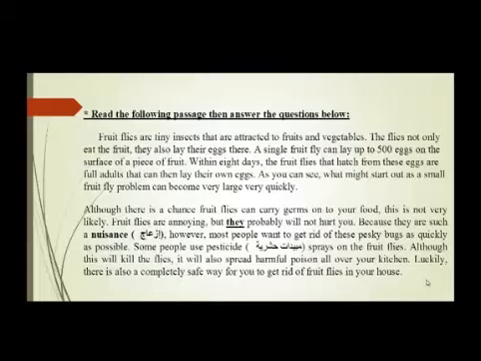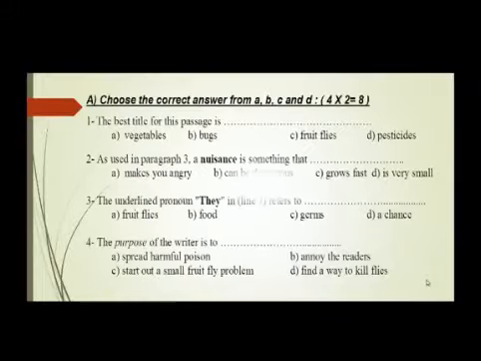Some people use pesticide sprays on the fruit flies. Although this will kill the flies, it will also spread harmful poison all over your kitchen. Luckily, there is also a completely safe way for you to get rid of fruit flies in your house. Now we are going to start with the questions.